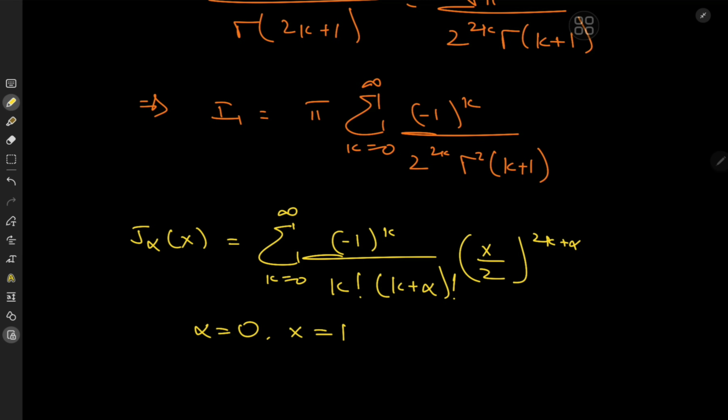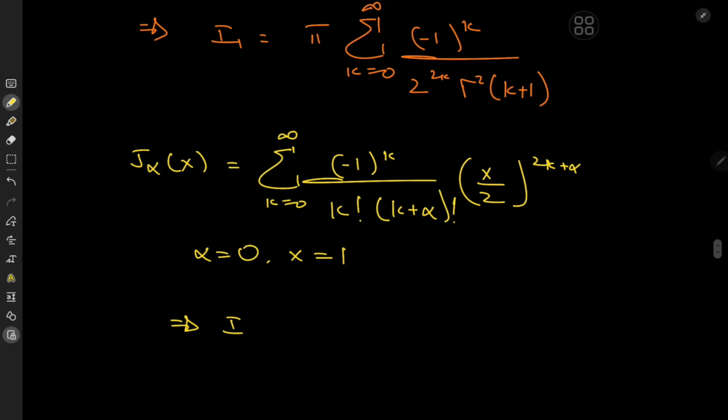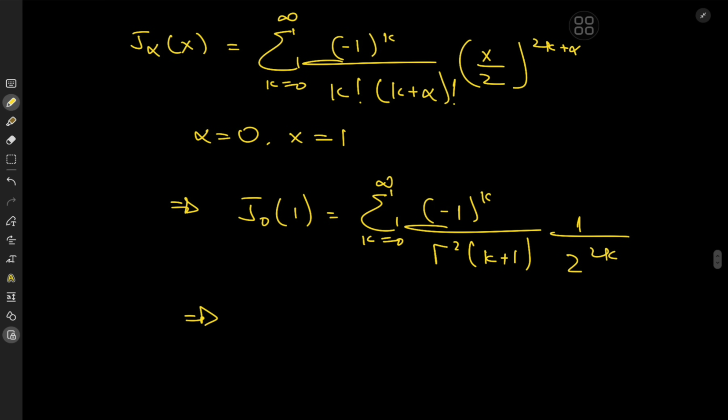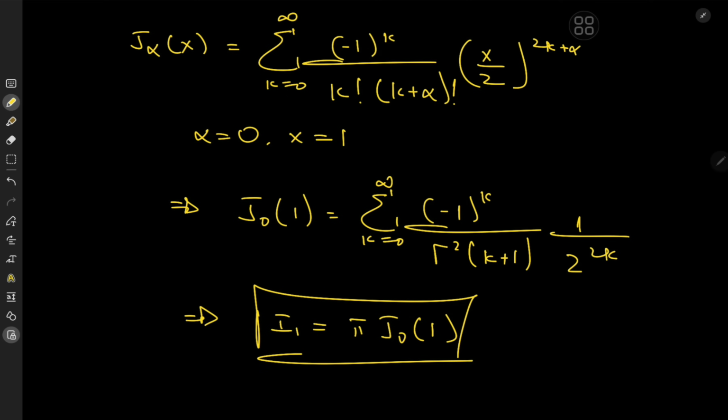Yeah, that should work out perfectly, because in that case, we have J sub 0 of 1 equal to the sum over k from 0 to infinity of negative 1 to the k over k factorial times k factorial again, so that's k factorial squared, in other words, gamma squared (k plus 1). And we also have this 1 over 2 to the 2k, which looks exactly like I sub 1 divided by pi. So this implies that I sub 1 equals pi times J naught of 1, which is pretty awesome.